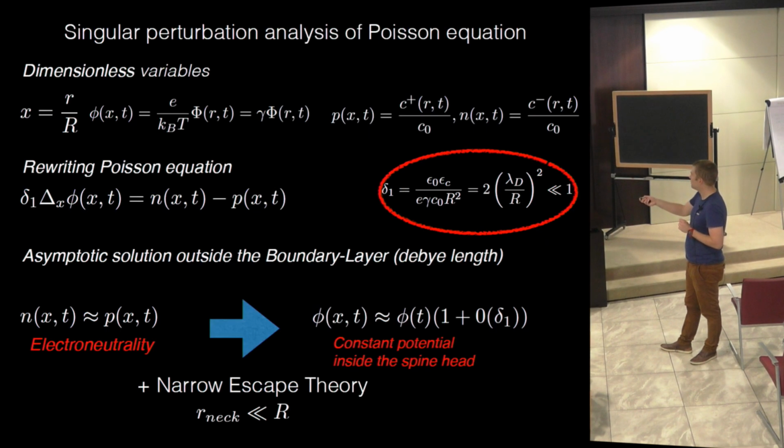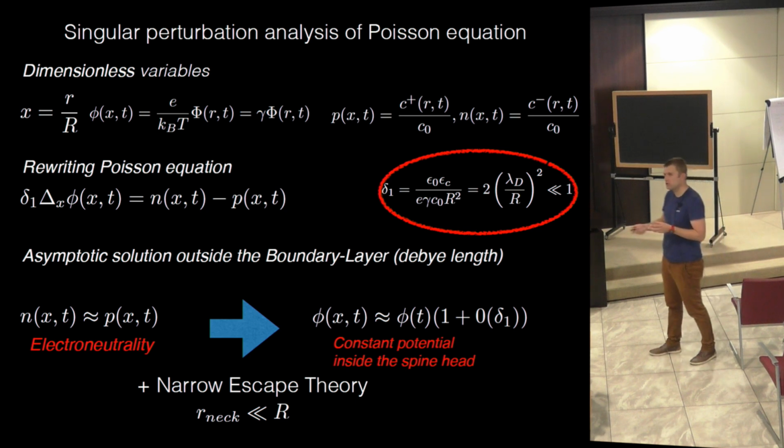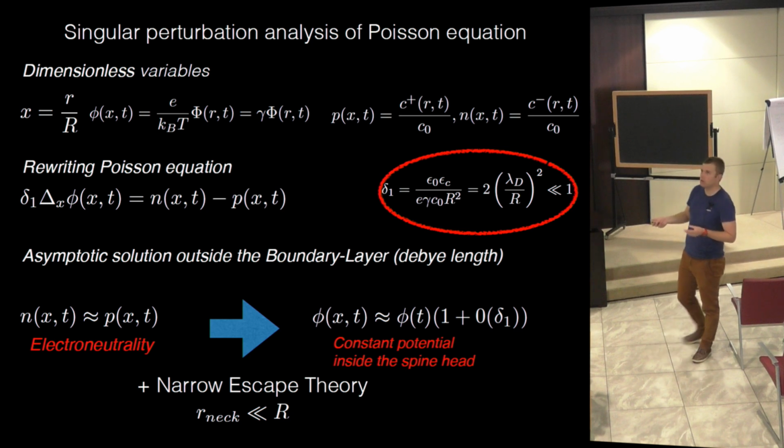So we can rewrite the Poisson equation, and we make this delta 1 appear. And delta 1 is actually our small parameter. We will see later that this is more or less the Debye length, which with the parameters of the model is around 2 nanometers, compared to the radius of the spine head, which is between 300 and 500 nanometers. So it's much smaller than 1. Now, if delta 1 tends to 0, you see that locally you will have n equal to p, meaning that you have local electroneutrality in the bulk.